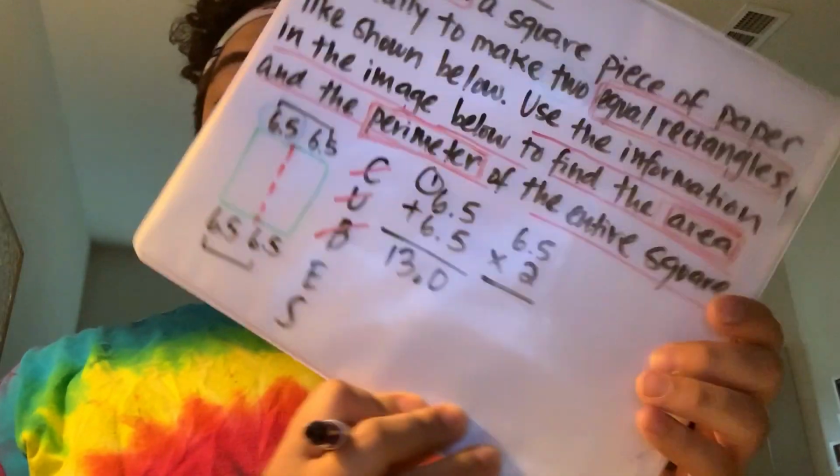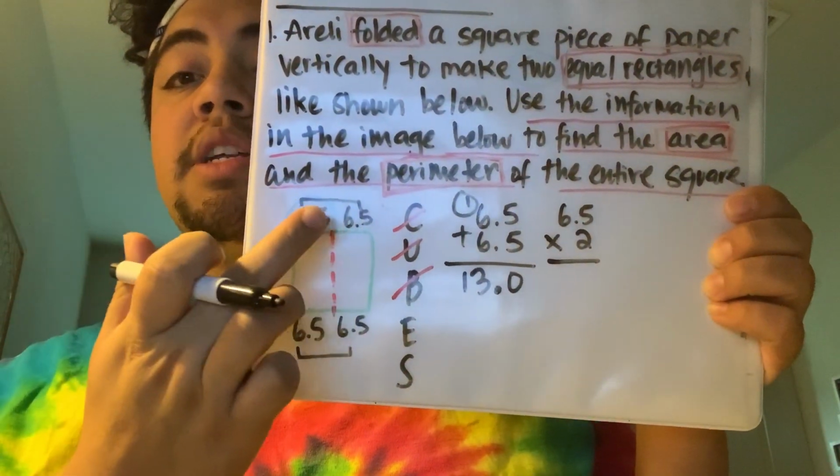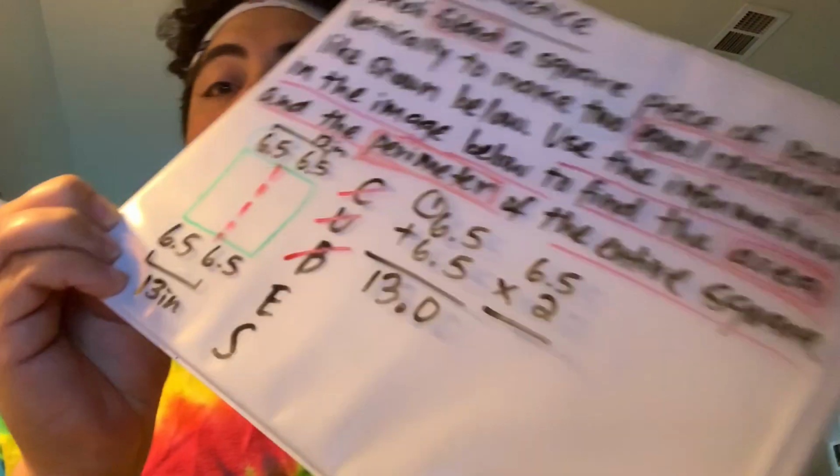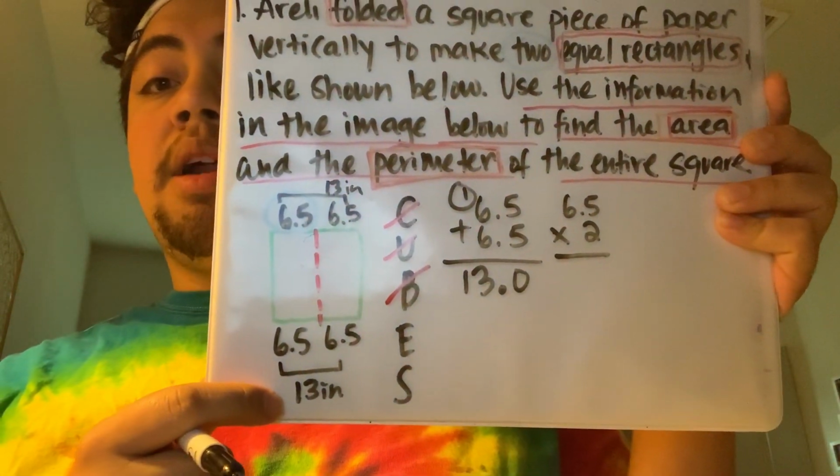5 plus 5 is 10, carry the 1. 6 plus 6 is 12, plus 1 is 13. Don't forget to bring down your decimal. So after adding, I just found out that the top section here measures 13 inches. And the bottom section here is also 13 inches. Got it? 13 on top, 13 at the bottom.